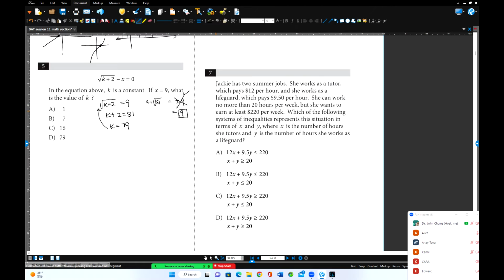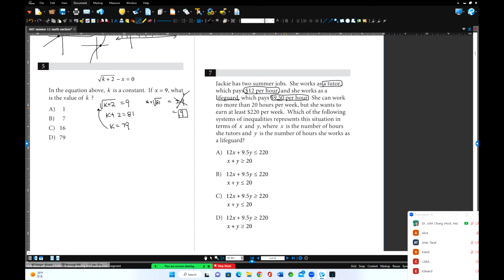Alright, number 7. Jackie has 2 summer jobs. She works as a tutor. The first one is a tutor, and it pays $12 per hour. That is the rate, and it comes with a number of hours. Then she works as a lifeguard. The second job is a lifeguard, which pays $9.50 per hour. Also, this one comes with hours.